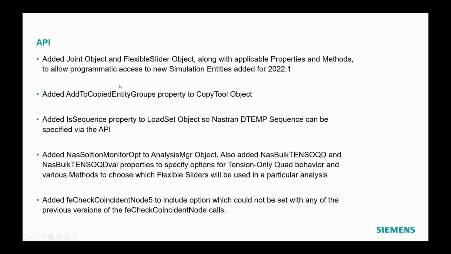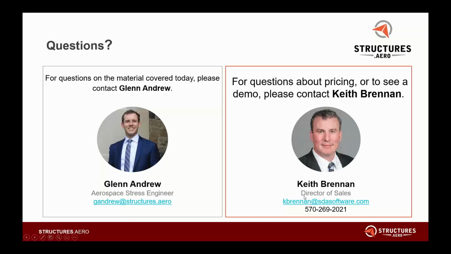And finally, obviously for the kinematic joints and flexible sliders, they've added all that capability to the API. And there are a few new API entities or methods that may be useful, including they've also updated the check coincident nodes option. So if you are interested, there's a more complete list in their what's new documentation, and I would recommend reading through that because I haven't covered everything, and I've trimmed this down to make it into a webinar compatible format. But I think that's it.